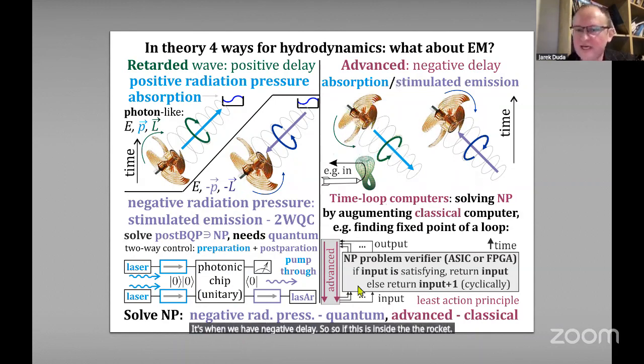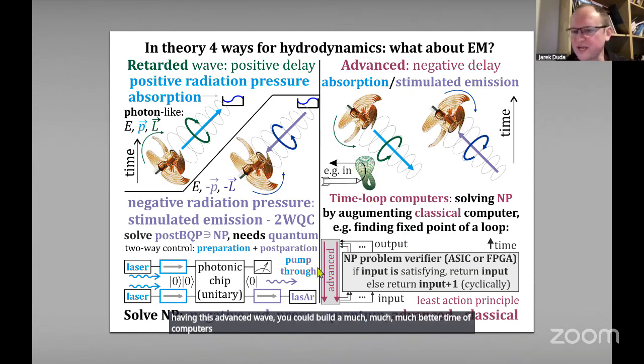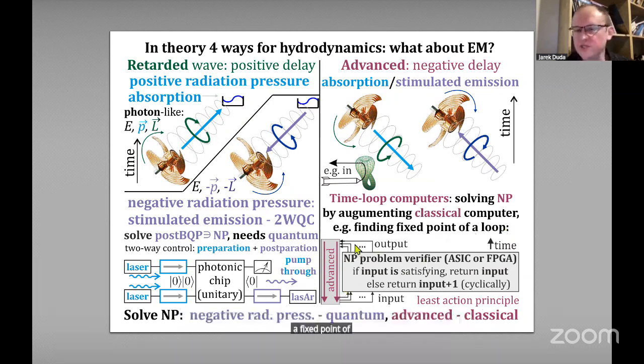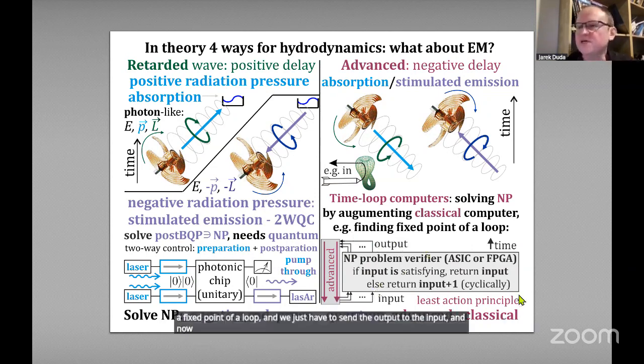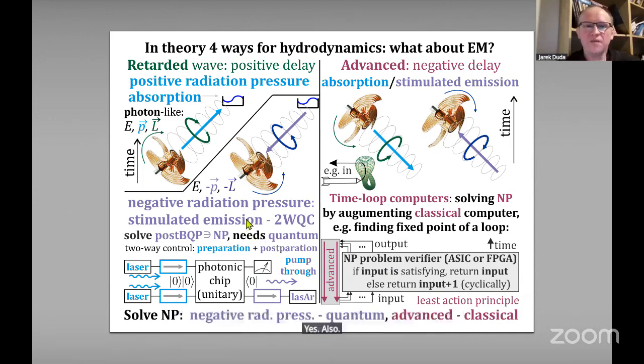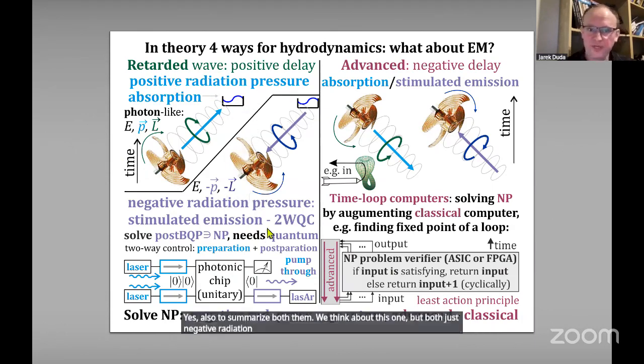So having this advanced wave, you could build much better time computers, augmenting classical computers. Already a classical computer could solve NP problems. For example, we could transform an NP problem into a search for a fixed point of a loop, and we just have to send the output to the input, and now the least action principle should solve our problem. To summarize, negative radiation pressure alone allows us to solve NP problems with quantum computers, but having advanced waves could solve NP problems with an augmented classical computer already.